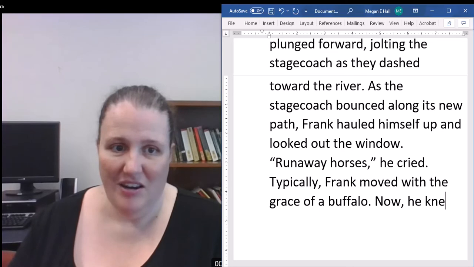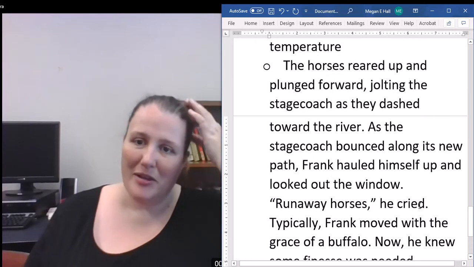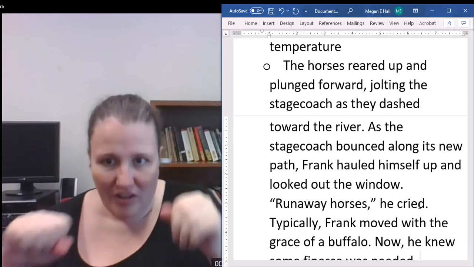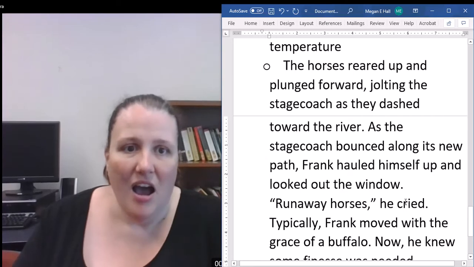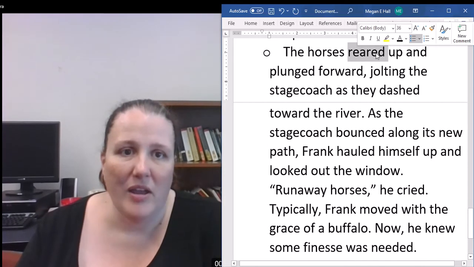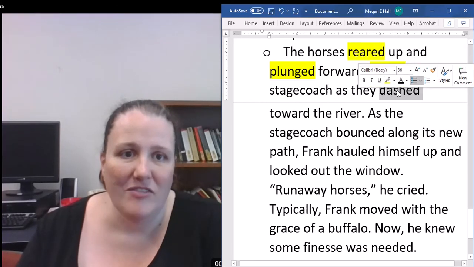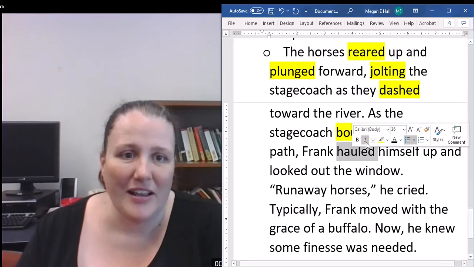Now he knew some finesse was needed, so I would go on to describe how he opens the door, sets his feet up while trying to hold on to this bouncing carriage, and then sits to take the reins. But what do we have here? We have reared up, we have plunged forward, we have jolting, we have dash, it's bouncing. Frank is hauling himself up.